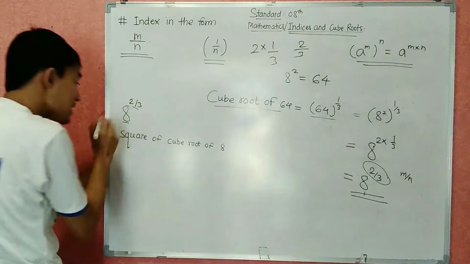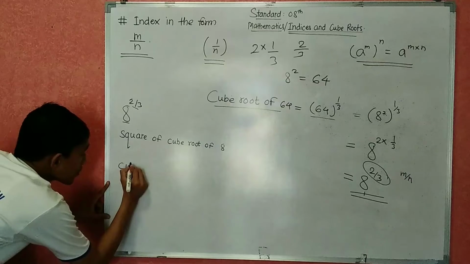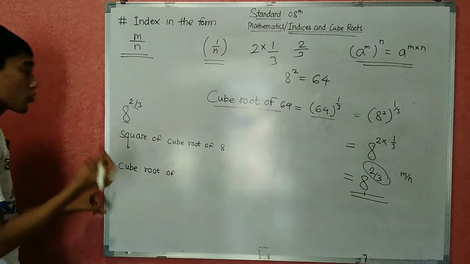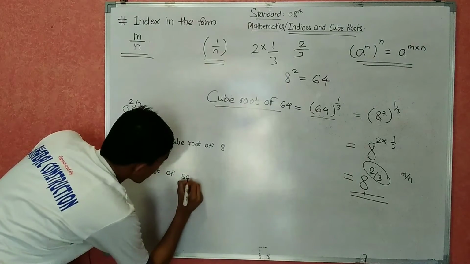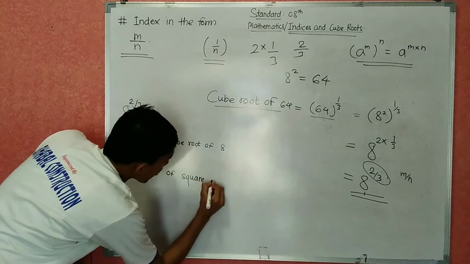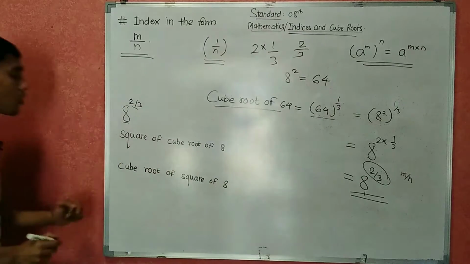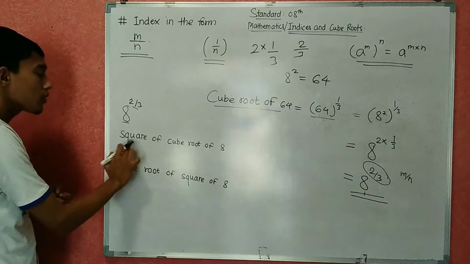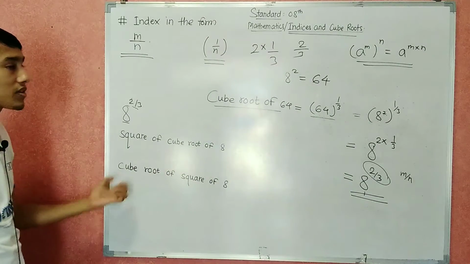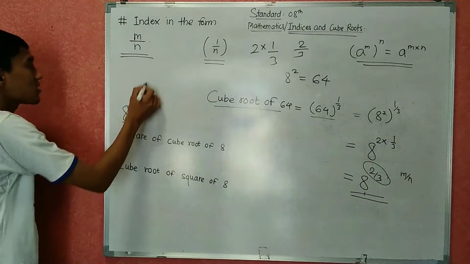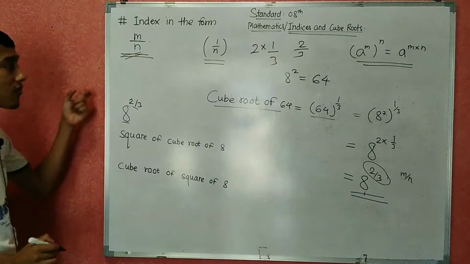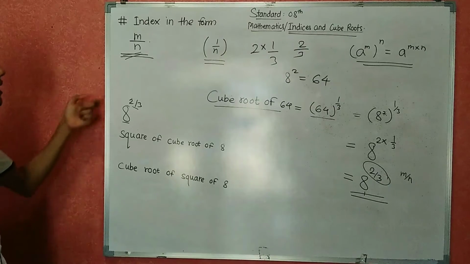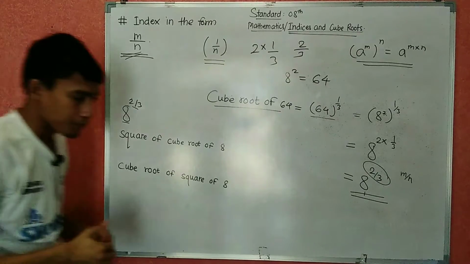Or else we can write cube root of square of 8. So we can interchange the place of root and the power. Root and the power, the places can be interchanged if the index is in the form of m by n. We will understand these examples with the help of questions which are there in practice set 3.2.